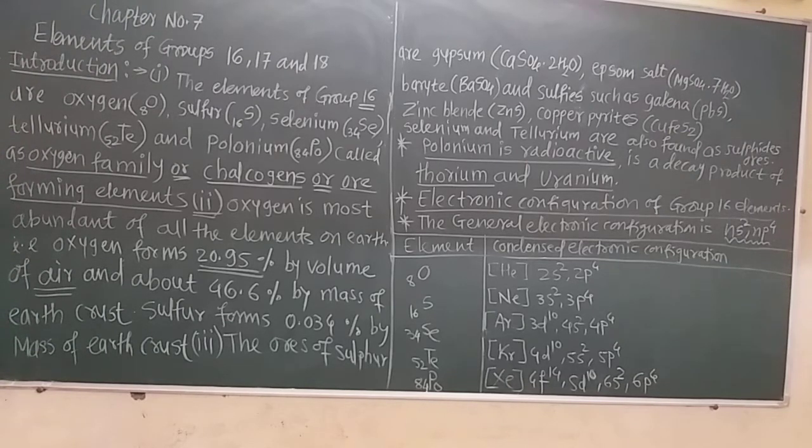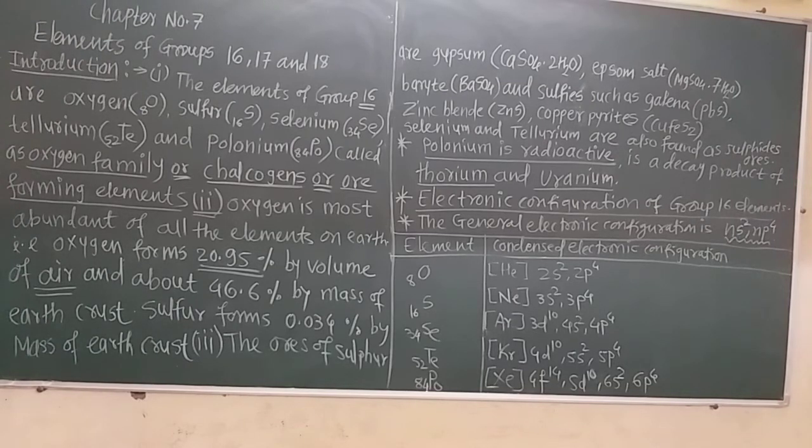The formula for galena is PbS, lead sulfide, which is actually the chemical name, but it is known as galena. And zinc blende is zinc sulfide. And copper pyrite, which also contains sulfur, has the formula CuFeS2.